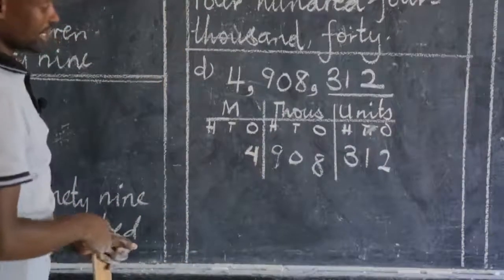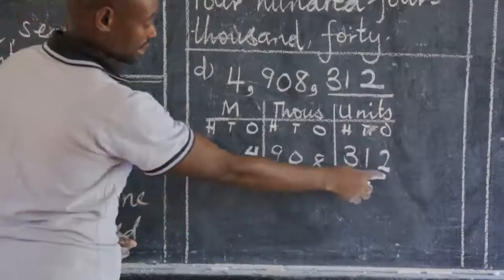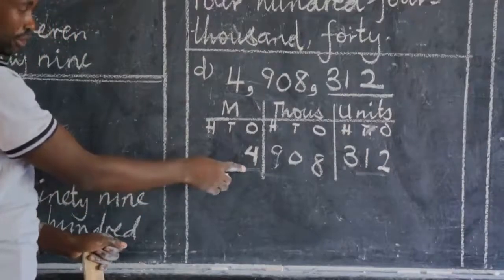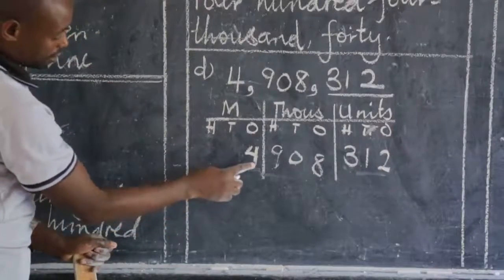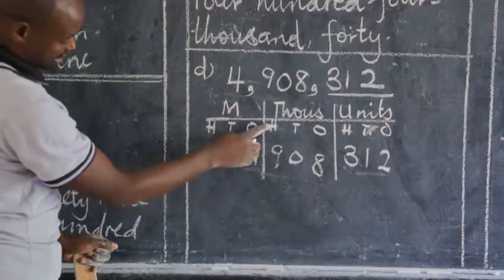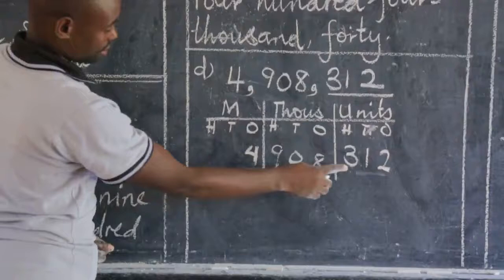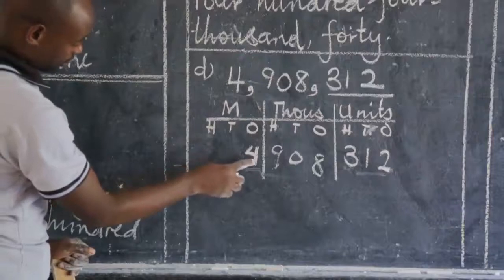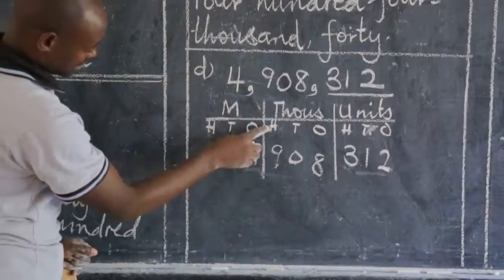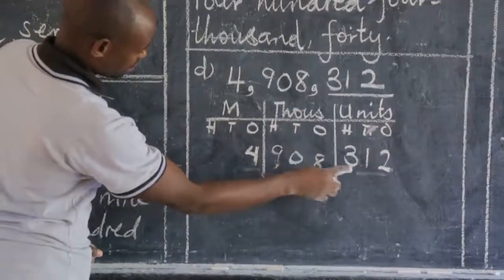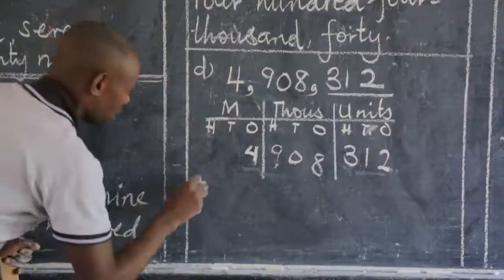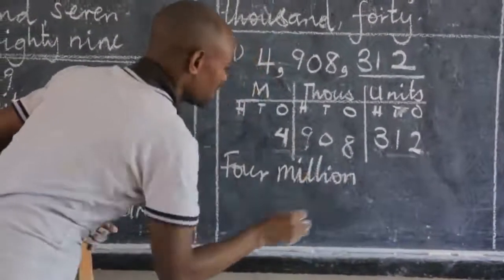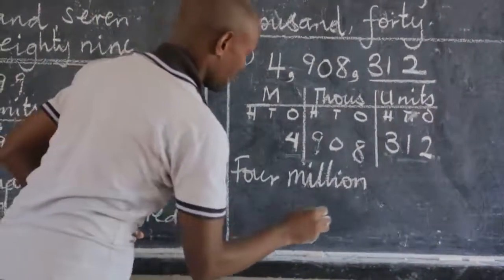Oh, look here. How do we read this one? 312. What about this one? 908. What about this one? 4. So how do we read the whole number? 4,908,312. What is it? Under millions, we have 4,908,312. So we shall have 4,000,000. Don't say millions, even if they are 10, they remain millions. So you say 4,000,000.